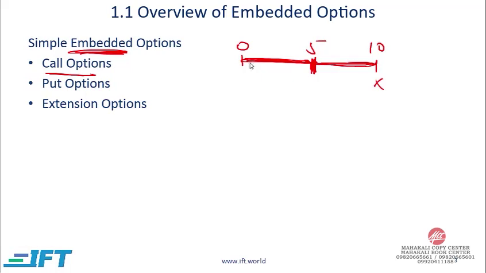Now, the underlying bond can also be thought of as a straight bond or an option-free bond. And as we'll see later, a bond with an embedded call option is really a combination of a straight bond or an option-free bond and the call option. Next, put option. With a put option, the bondholder has the right to put the bond or give the bond back to the issuer at a particular price, which is typically the par value before expiration.